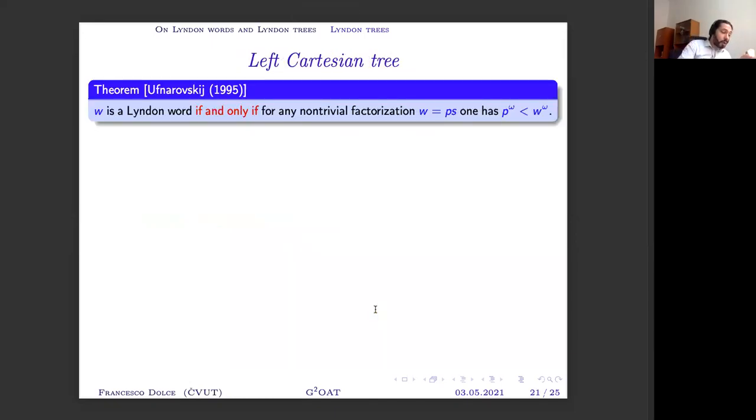And using this permutation, we can actually construct another tree. This is called the left Cartesian tree. And using again the fact that every Lyndon word is strictly bigger than each of these prefixes, we know that the last element of this permutation will always be the biggest number. So let's just forget about the last element of this permutation, because for a Lyndon word it's always the biggest one. But then focusing only on what remains, we can construct a tree in a very simple way.